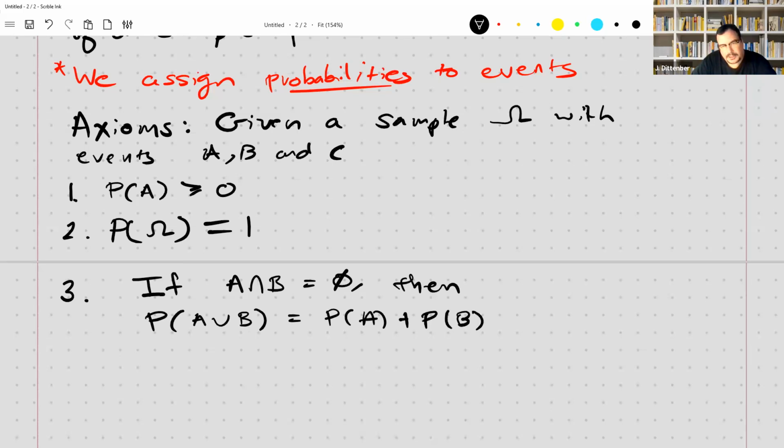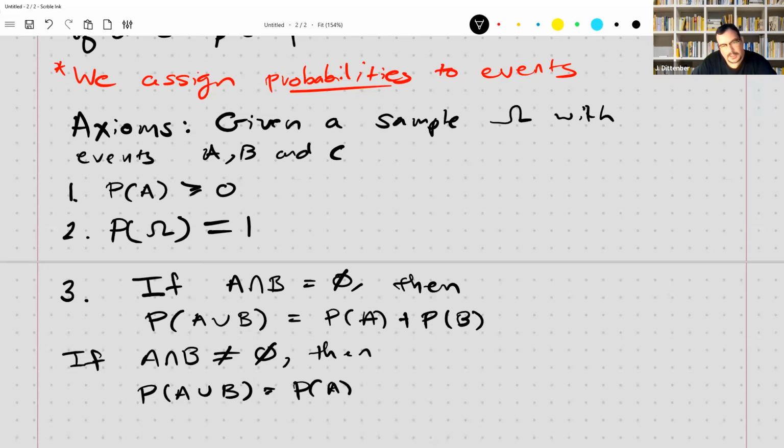And actually, it turns out that we could also just say this as an addendum. If this is not empty, then we just subtract that part off. The probability of A or B is equal to the probability of A plus the probability of B minus the intersection, because we don't want to count that twice since we're counting probability of A and probability of B.